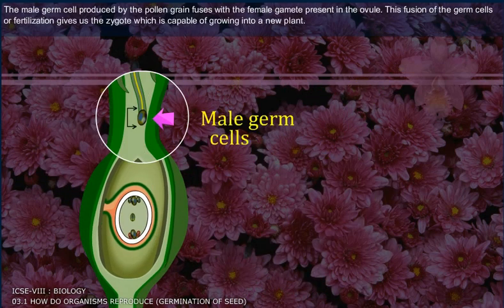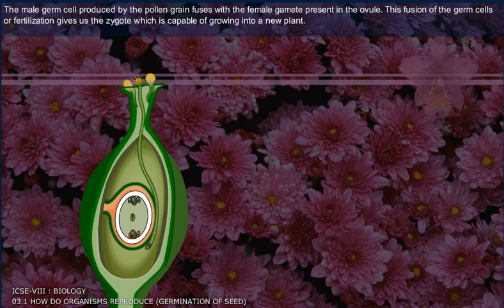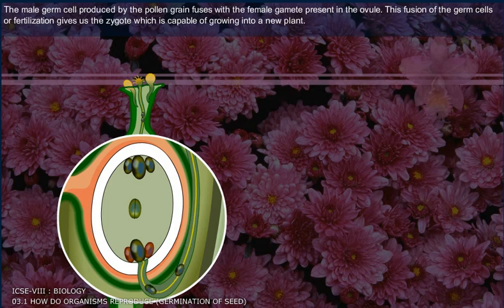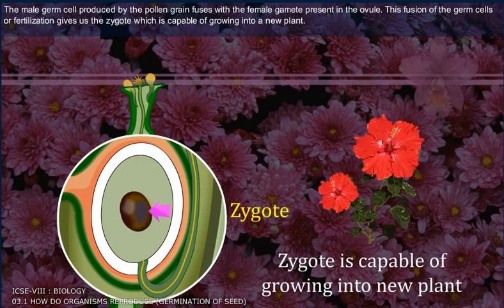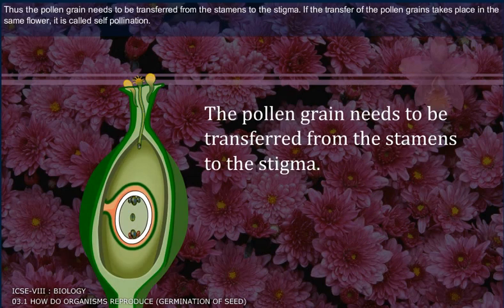The male germ cell, produced by the pollen grains, fuses with the female gamete present in the ovule. This fusion of germ cells or fertilization gives us the zygote, which is capable of growing into a new plant. Thus, the pollen grains need to be transferred from the stamens to the stigma.